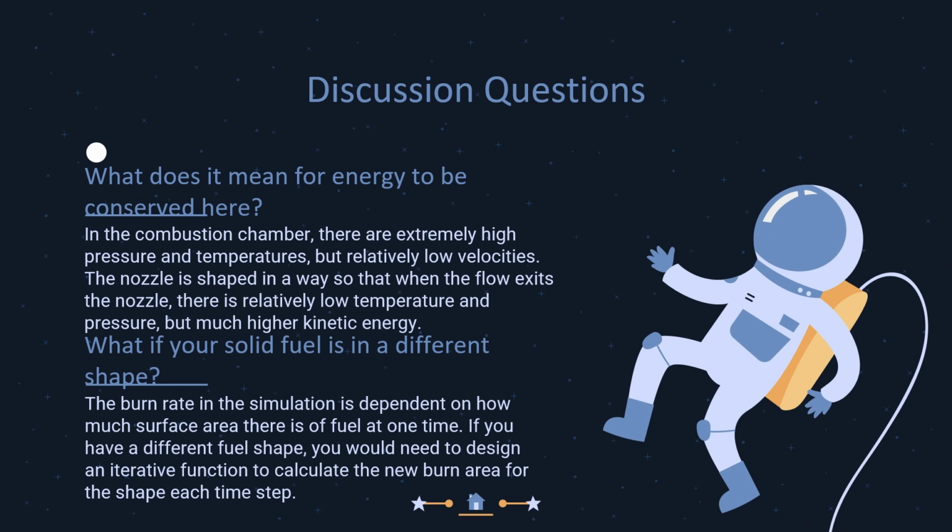So what does it mean for energy to be conserved here? In the combustion chamber, there are extremely high pressures and temperatures, but relatively low velocities. The nozzle is shaped in a way so that when the flow exits the nozzle, there's relatively low temperature and pressure, but much higher kinetic energy.